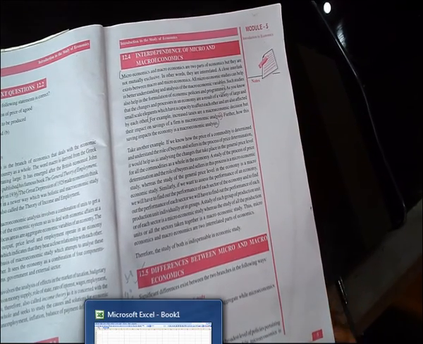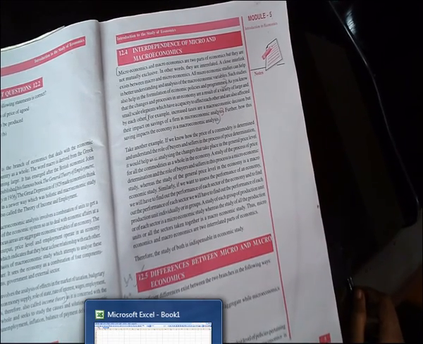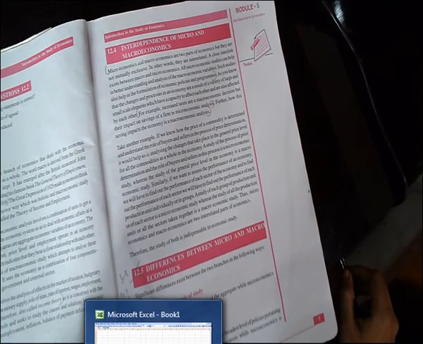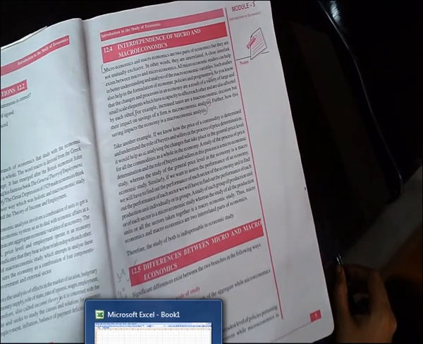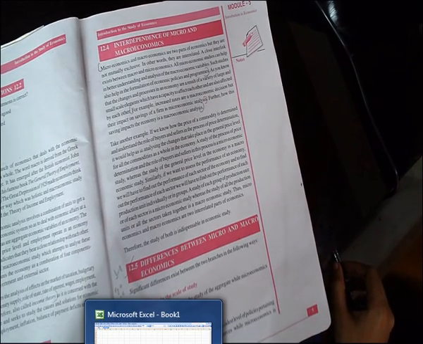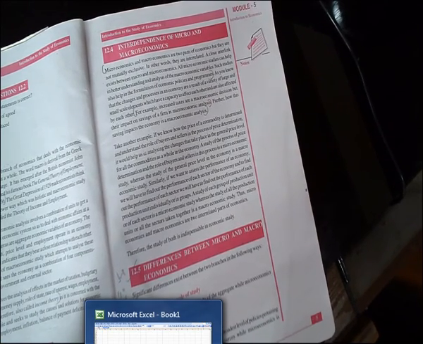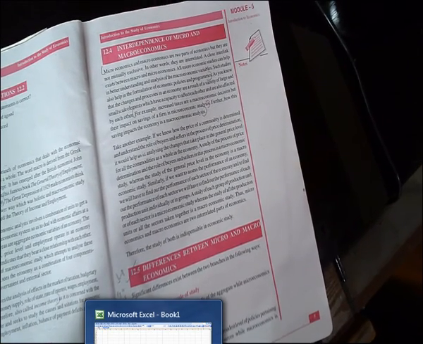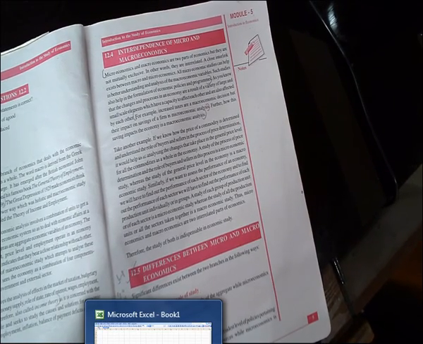So in your economics concept, the next concept is the interdependence of micro and macroeconomics. First of all, what is microeconomics? Microeconomics means studying the individual part of the economy. Macroeconomics means studying the whole economy. So these are the two parts of the economy, but they are interrelated. There is a close link between micro and macroeconomics.